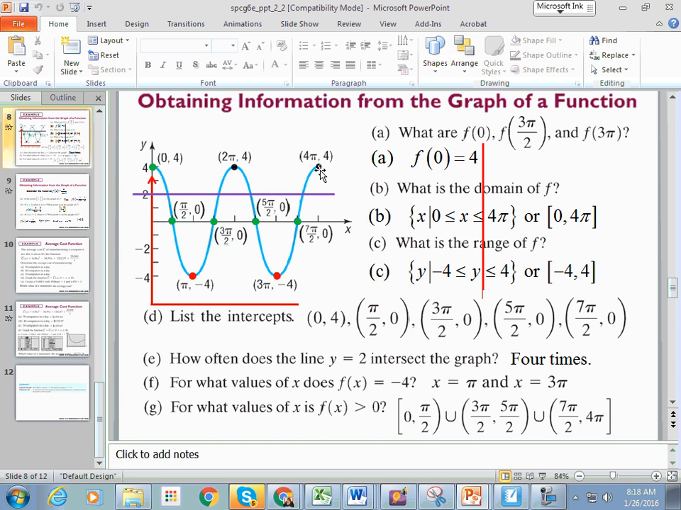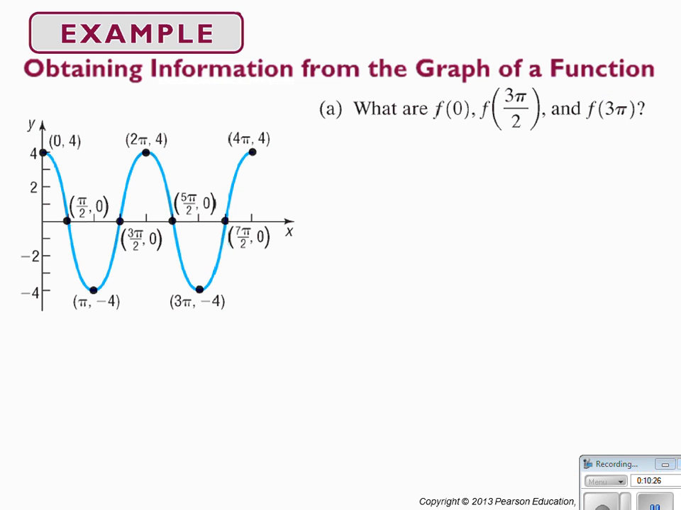Union with 7 pi over 2 to 4 pi. And 7 pi over 2 is not included because we are actually equal to 0 at 7 pi over 2. But 4 pi is included because we are greater than 0 at 4 pi. All right.